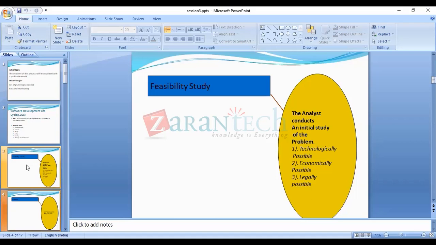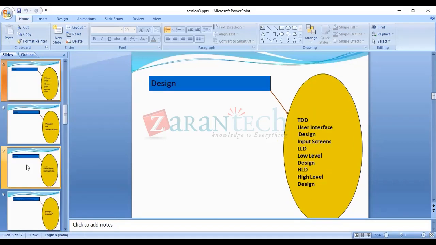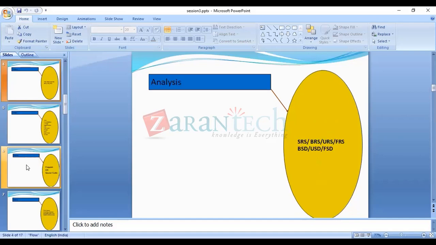Okay, I understand. And the second phase will be analysis. What is analysis? After having the feasibility, we are going to analyze and prepare analysis documents. Analysis document in the sense SRS.